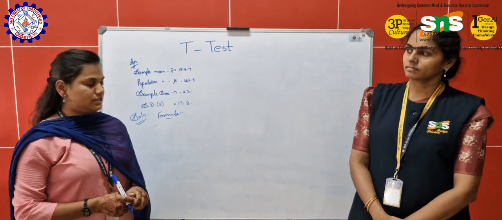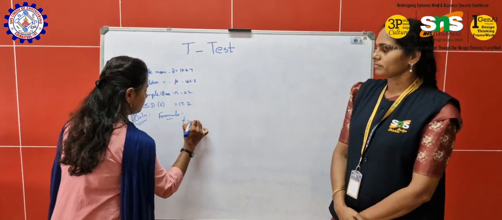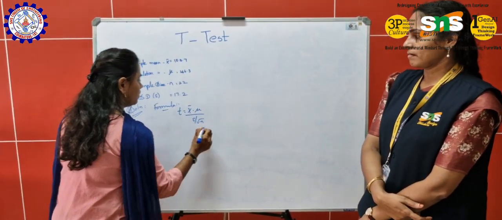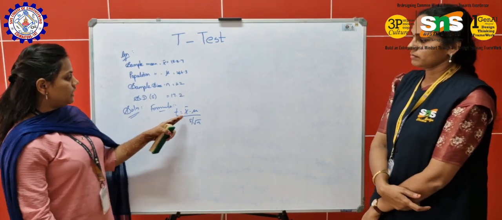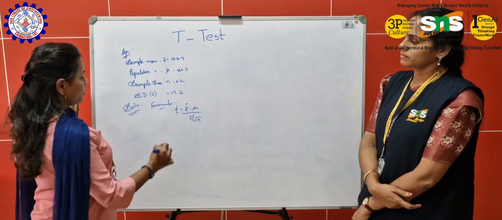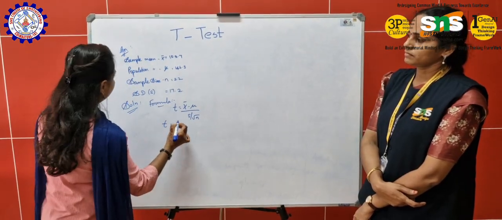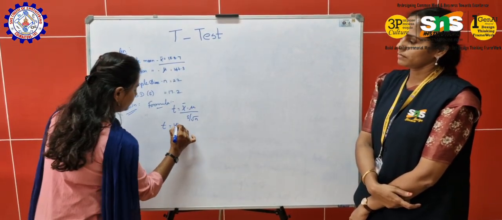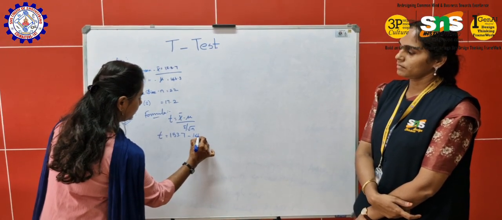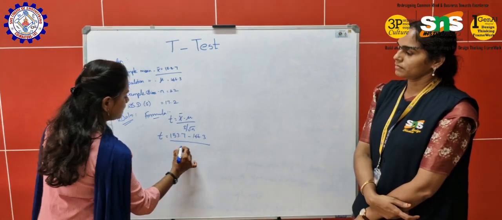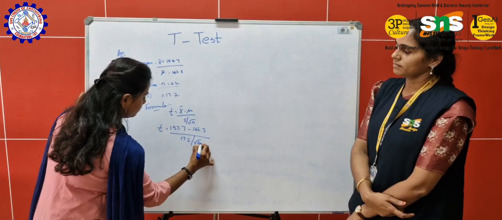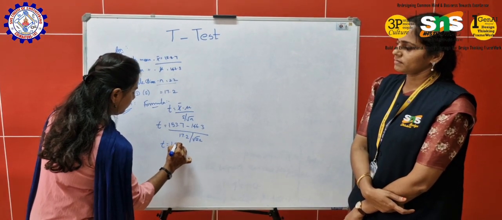So the formula for a t-test is given. From the given data we can get the values for x bar, mu, s and root n. So t is equal to the sample mean 153.7 minus the population mean 146.3, divided by the standard deviation 17.2 over root of the sample size 22. After calculating this we will get 1.97.